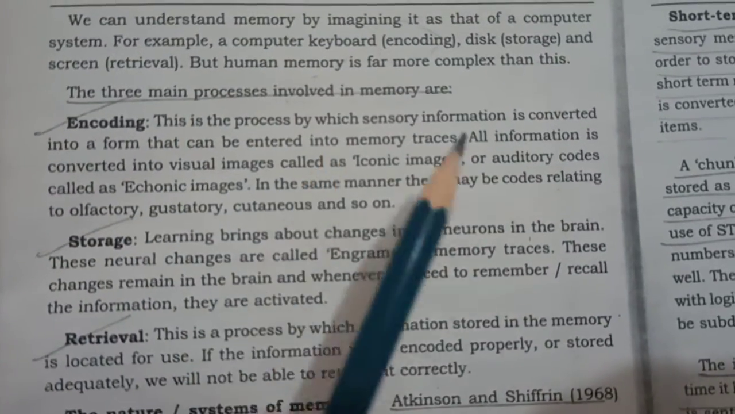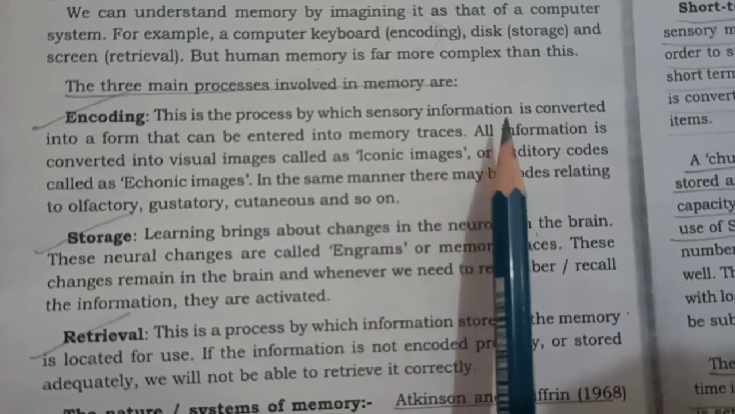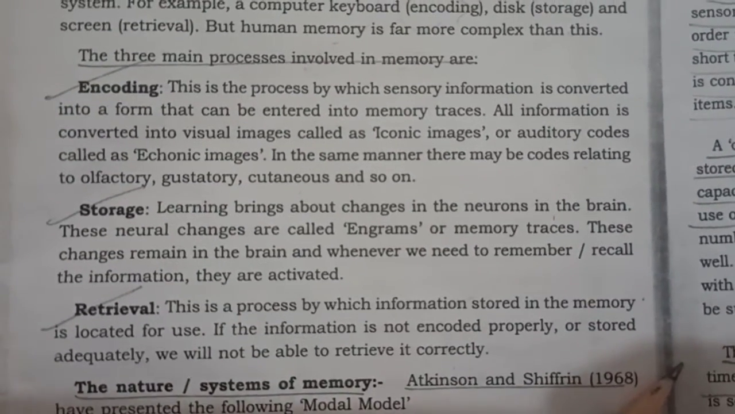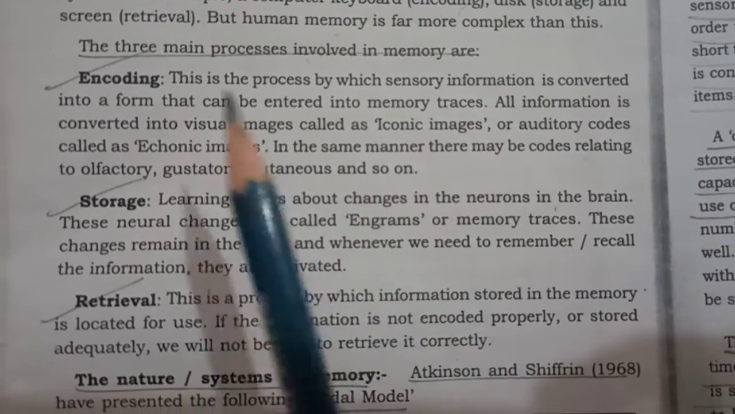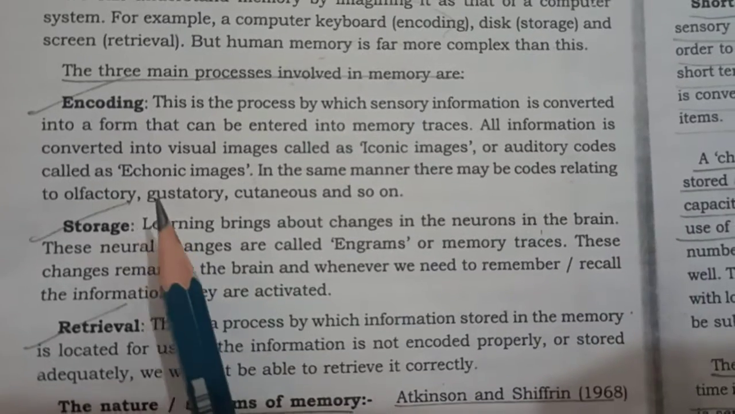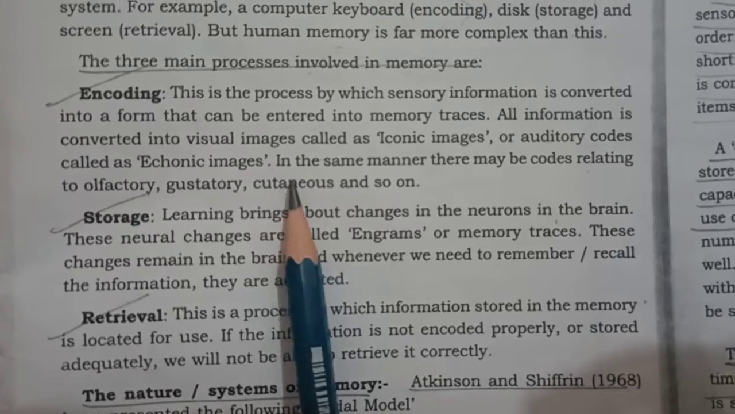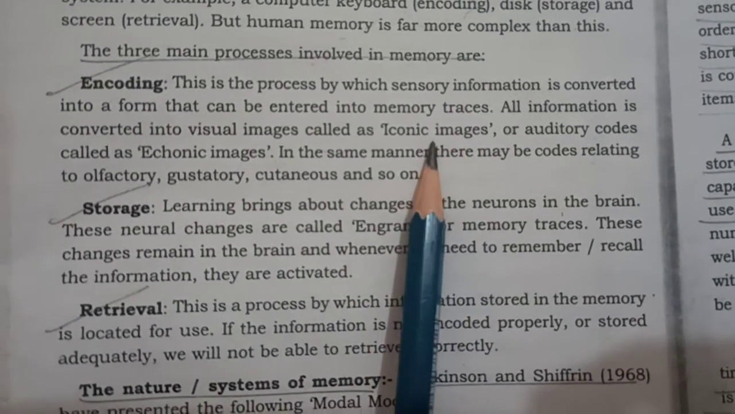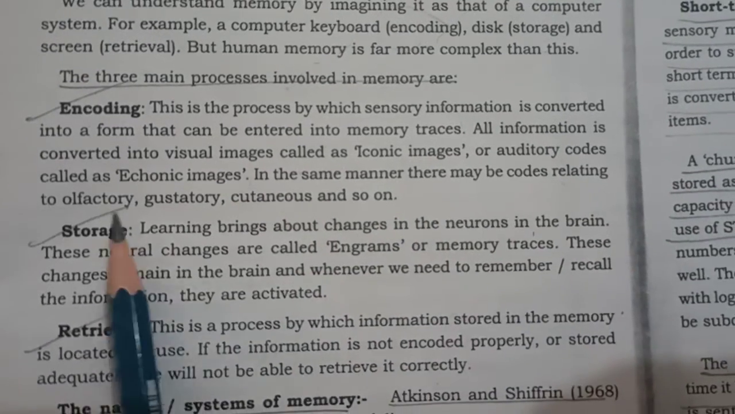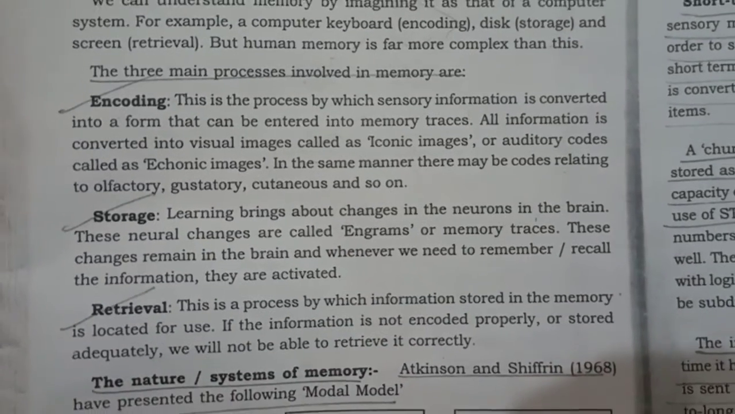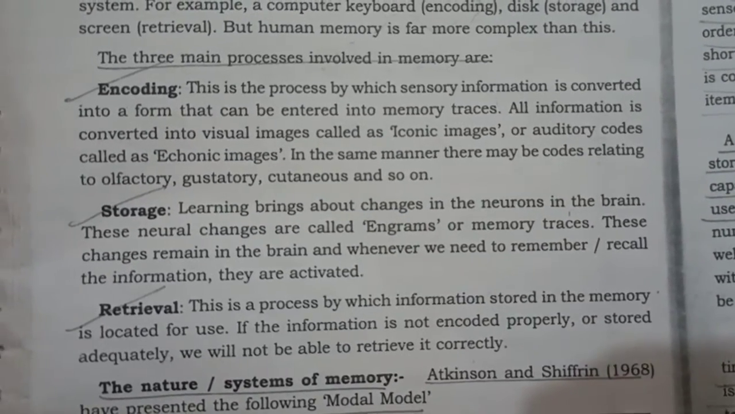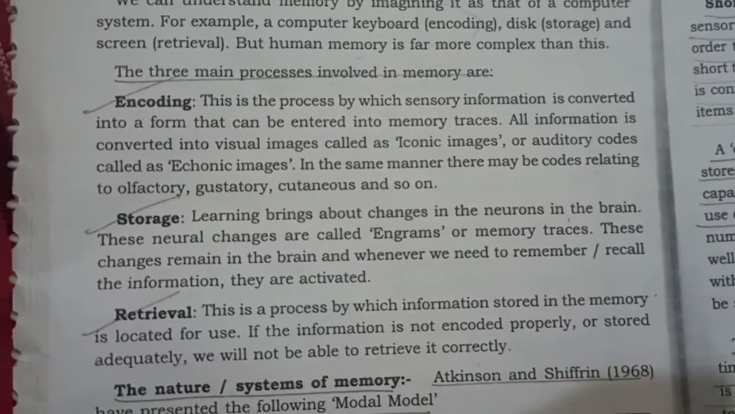The three main processes involved in memory begin with encoding. This is a process by which sensory information is converted into a form that can be entered into memory traces. We acquire a lot of information, we hear a lot of information, all of which is connected through our senses. All information is converted into visual images called iconic images, or auditory codes called echoic images. So we store information in our brain cells in the form of iconic, that is visual images, and echoic, that is auditory information. In the same manner, there may be codes relating to olfactory, gustatory, cutaneous, and so on. Basically, through our senses we receive information, and we store information.